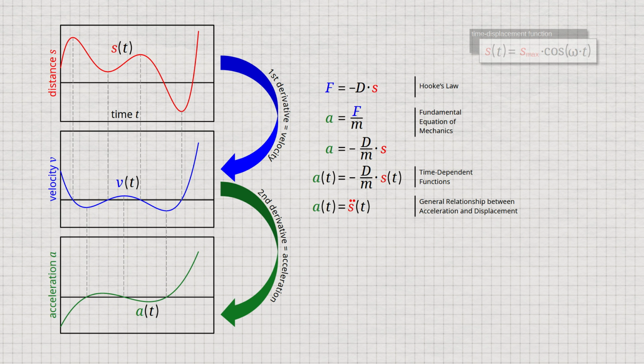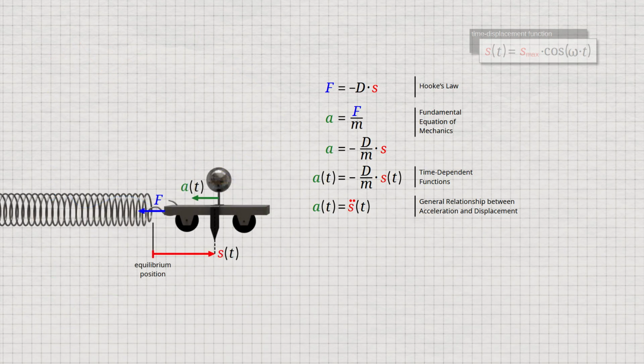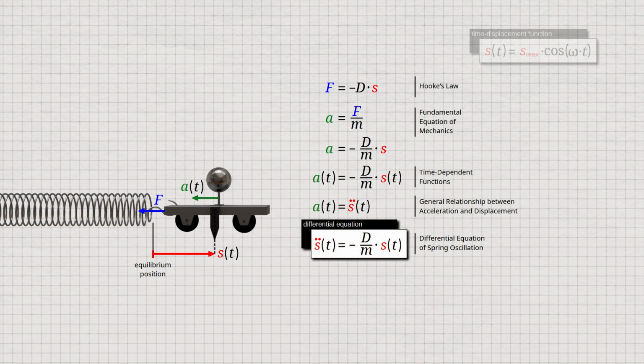This relationship is not limited to the example of a car, but applies generally to all types of motion. Using this relationship, we obtain the following equation, which describes the spring oscillation. This is a special type of equation. Unlike ordinary equations that involve only static variables, it involves functions, in this case, the displacement function s of time t. Furthermore, the equation contains not only the function itself, but also its derivatives. Such an equation is called a differential equation. Since the second time derivative appears in this case, it is specifically a second-order differential equation.